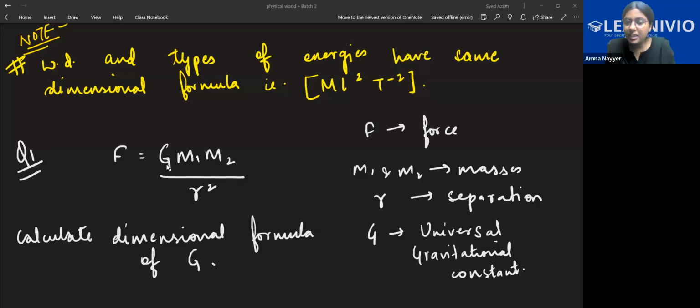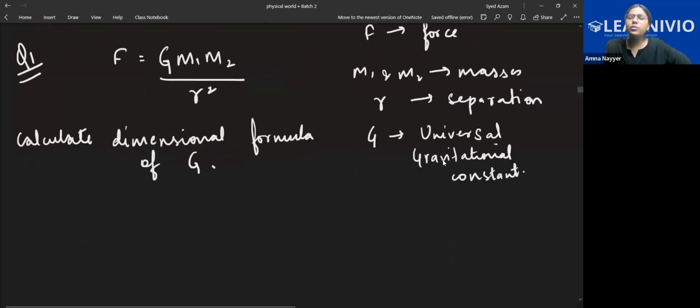What is this G? This capital G is basically the gravitational constant. So we have to find out its dimensional formula. Now, F is the force, M1, M2 are the masses present, R is the separation. Separation means if this is M1, this is M2, the separation between M1 and M2 is what R is. So our task is to find out capital G. Simply the way you find out the value of x in an algebraic equation, you have to find out the same thing with the help of dimensional formula.